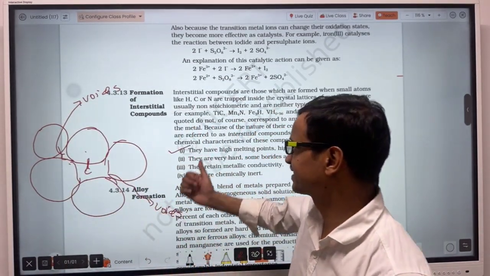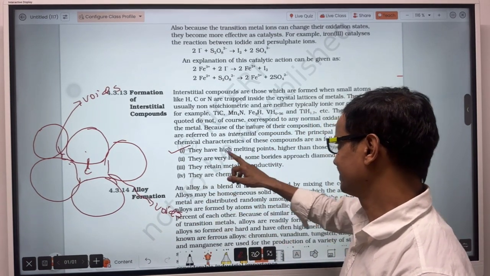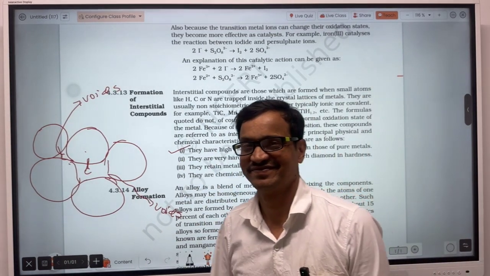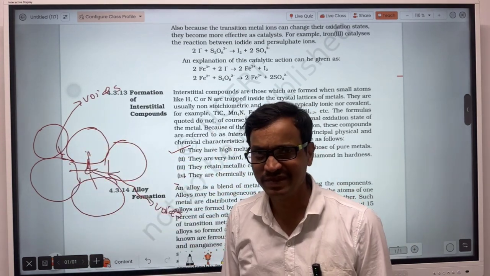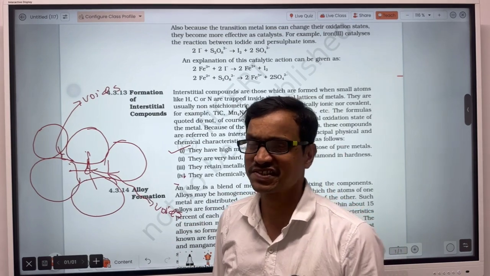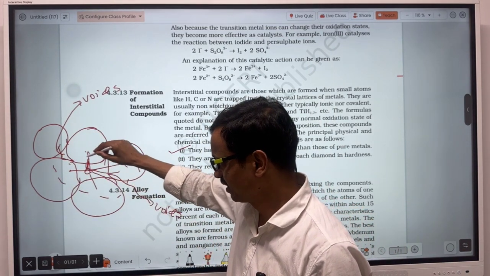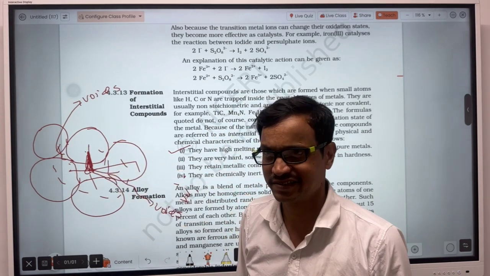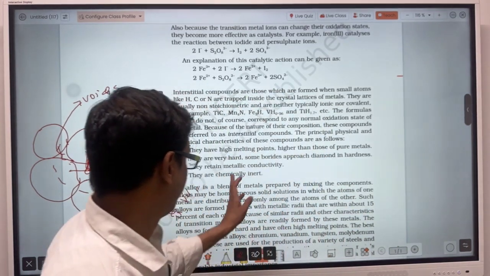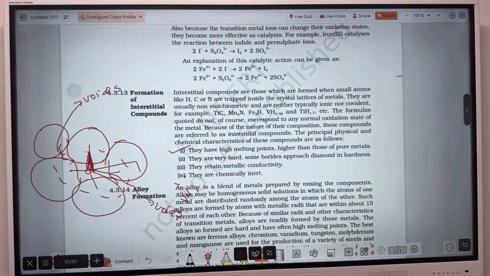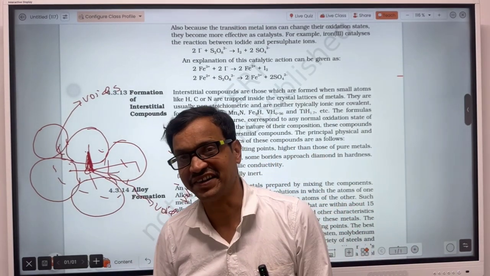Why are the interstitial compounds hard, and why do they possess higher melting points? Here, bond formation is taking place, so the bond will become strong. In the case of interstitial compounds, in addition to metallic bonding, there will be covalent bonding between the transition metals and the small-sized anion. That's why the melting point will increase. Clear? So the melting point of transition metals is greater.